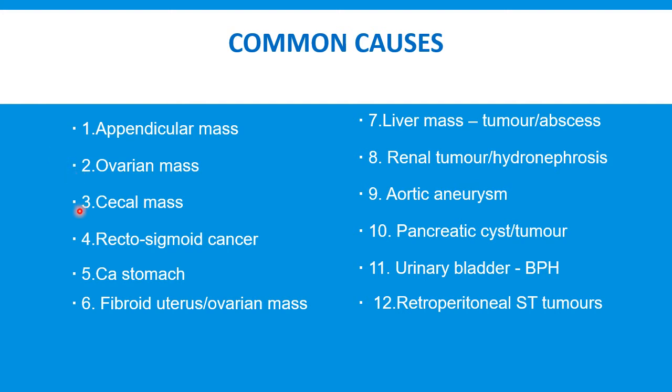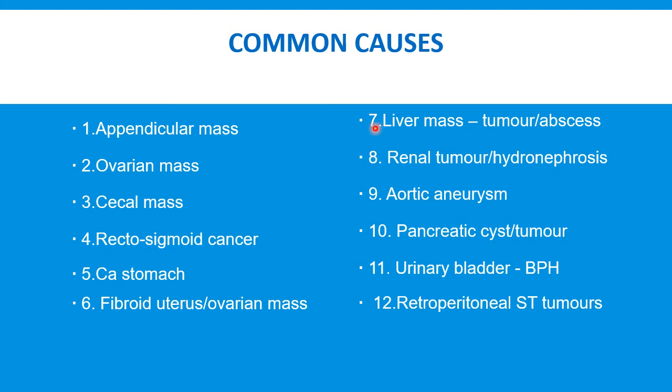Cecal masses, usually carcinoma of the cecum, also in the right lower quadrant. Carcinoma of the rectosigmoid region is usually in the left iliac fossa. Okay, left iliac fossa mass. Carcinoma of the stomach is normally an epigastric mass. Then from the uterus, you can have fibroid and ovarian mass, which I've already mentioned. And usually uterine masses are suprapubic in location.